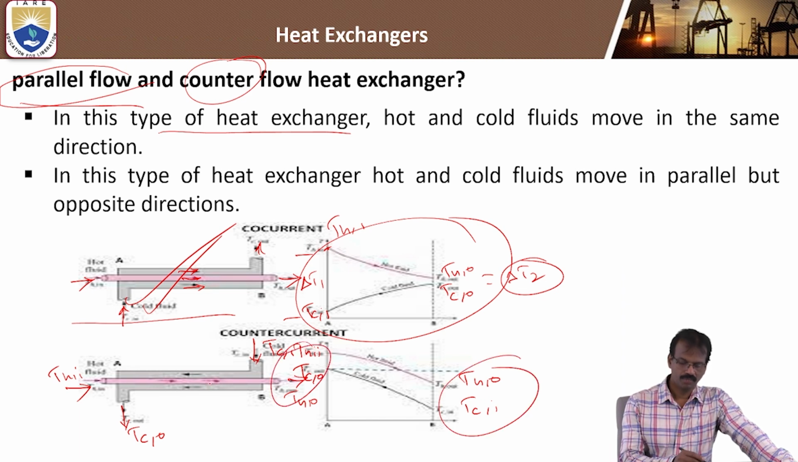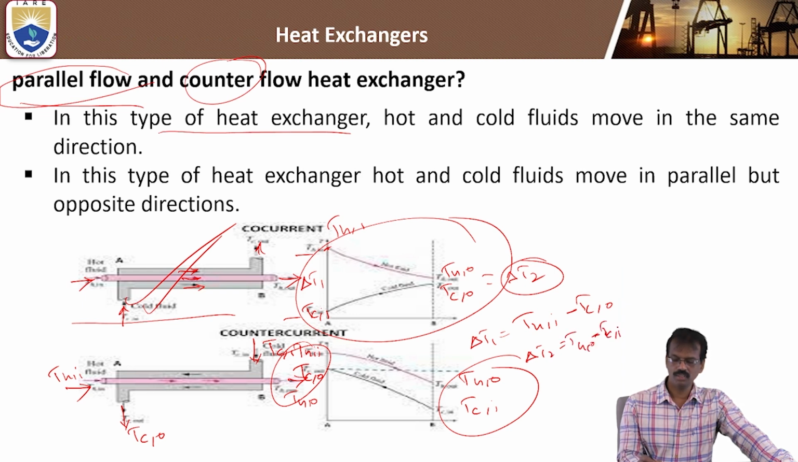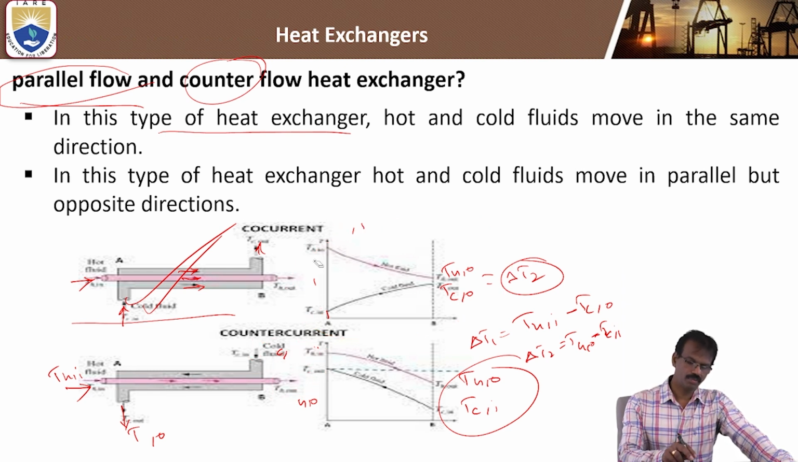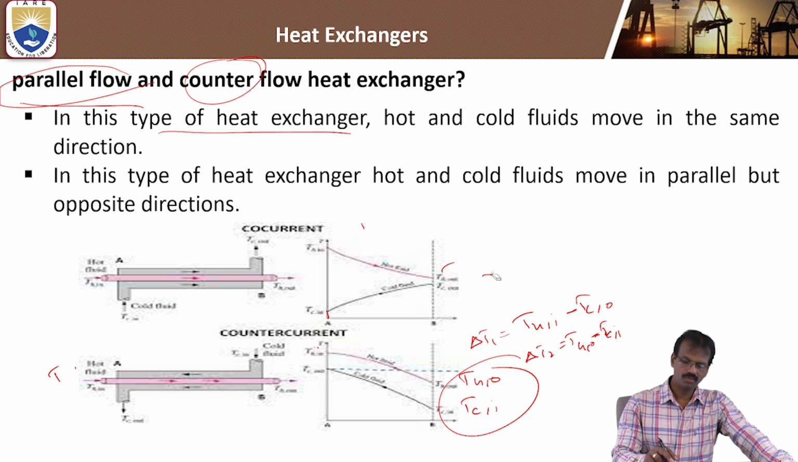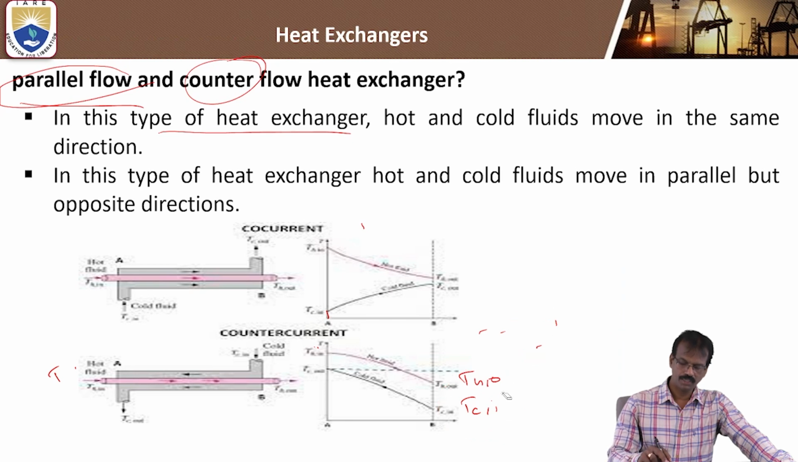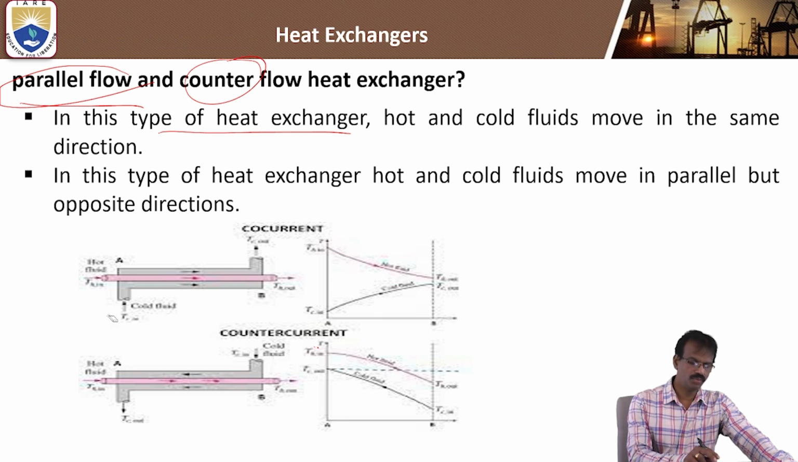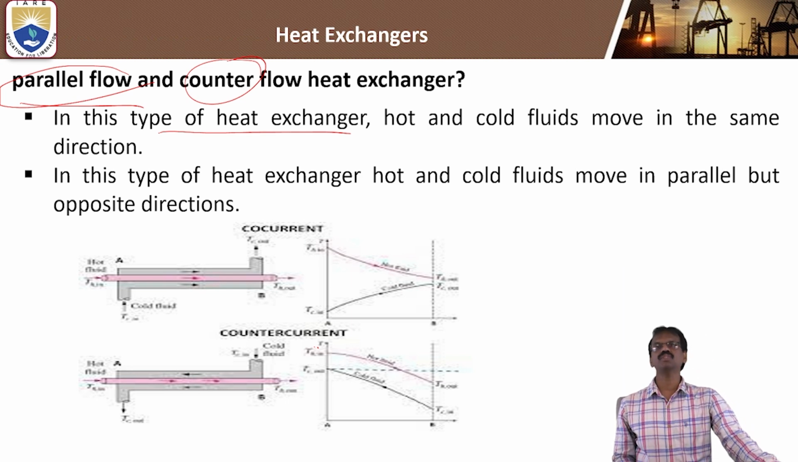So here you can see the difference. Here delta T1 is nothing but hot fluid inlet minus cold fluid outlet. Delta T2 is equal to hot fluid outlet minus cold fluid inlet. Okay. So this is just the indirect contact type or recuperative heat exchanger, in which both the fluids are separated by a wall and heat transfer takes place through the wall which is separating both the fluids. Okay. So parallel flow means both the fluids are parallel to each other and flow in the same direction. In the counter flow heat exchanger, both the fluids are parallel to each other but in opposite directions.